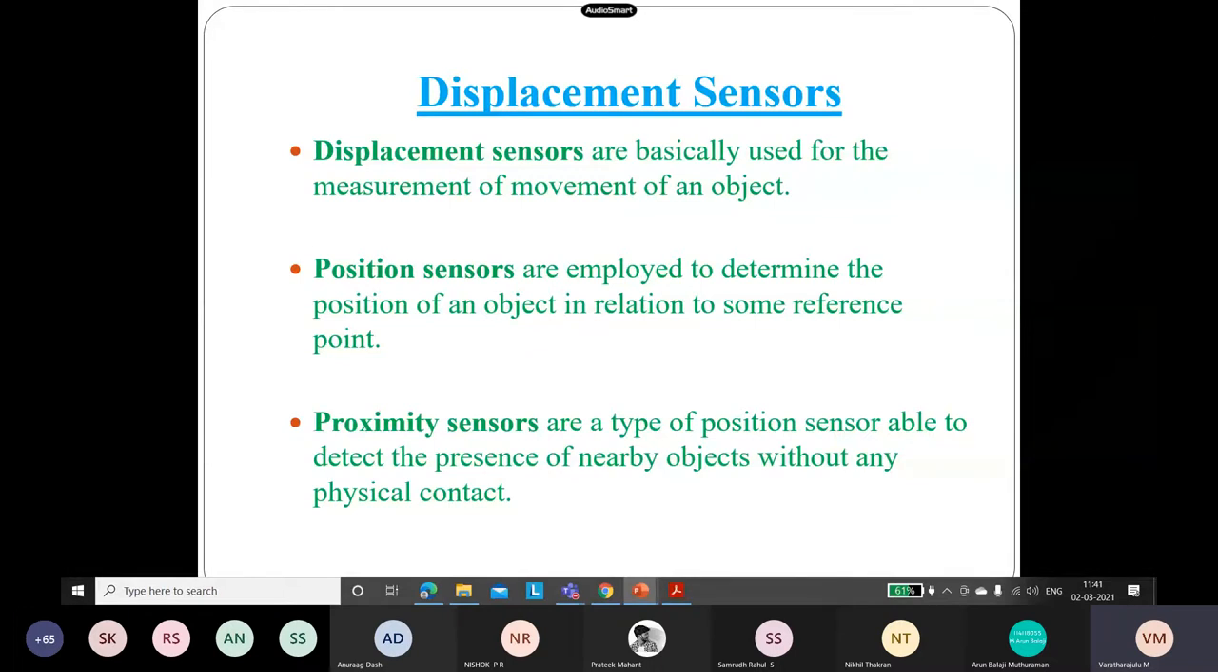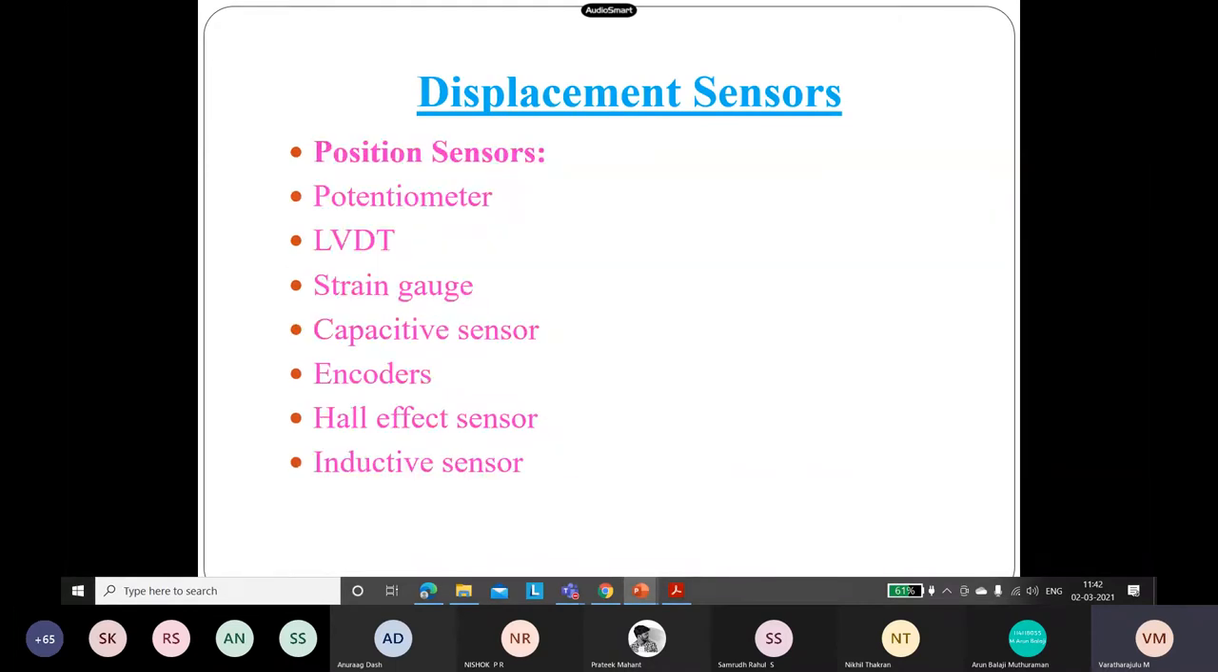Displacement sensors are used to measure the movement of an object. In order to find the position of the object, a sensor is used, which is called a position sensor. In order to find the presence of objects without any physical contact, we use proximity sensors. Position sensors are widely classified into potentiometers, LVDT, strain gauge, capacitive sensors, encoders, Hall effect sensors, and inductive sensors. I think you may be aware of the term LVDT. What is the abbreviation of LVDT? Linear variable differential transducer.